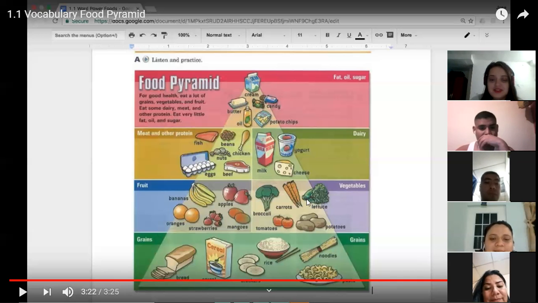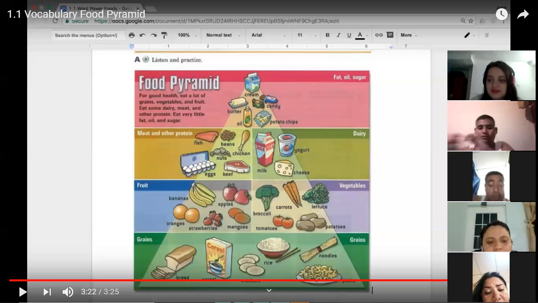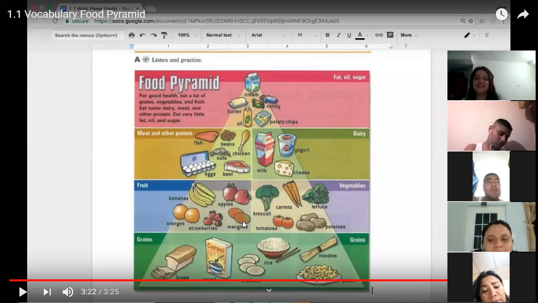Fruit. Bananas. Apples. Oranges. Strawberries. Mango. Mangoes. Very good. All right.